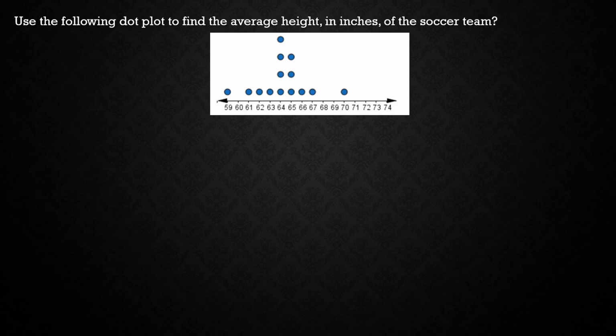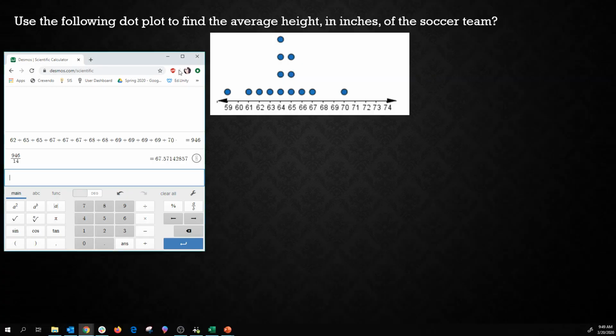The next dot plot represents the average height of soccer players. So we're going to do the same thing, except we are going to have different numbers. I'm not going to write a list. I'm just going to use the dot plot to tell me what the numbers are. So that first dot is a 59. Second, I would have 61. Third, I would have 62. Fourth, I would have a 63. And then I would have 4 64s. So I'm going to add 64 4 times. I would have 3 65s, 1 66, 1 67, and 170.